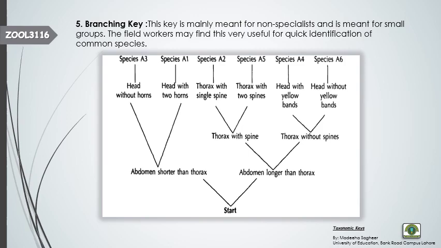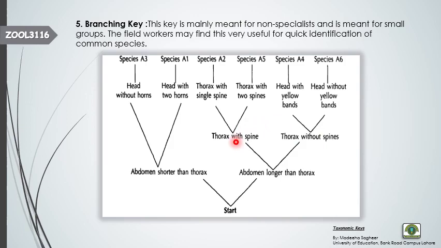How can we read this key? It's again very easy. Start from here. With the specimen in hand, you have to first look at the abdomen size. Abdomen shorter than thorax, abdomen longer than thorax. If abdomen is shorter than thorax, then you will be given these two choices and ultimately the species. And if abdomen is longer than thorax, then again you have two choices, thorax with spine or without spine.